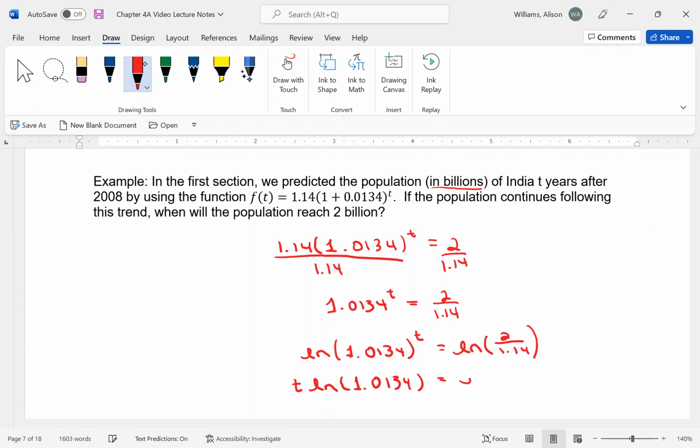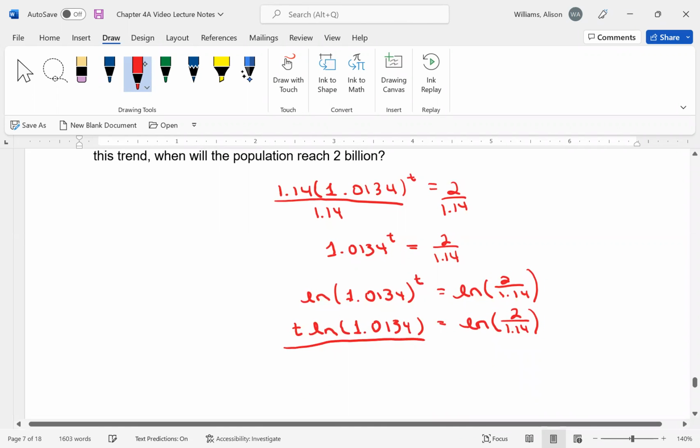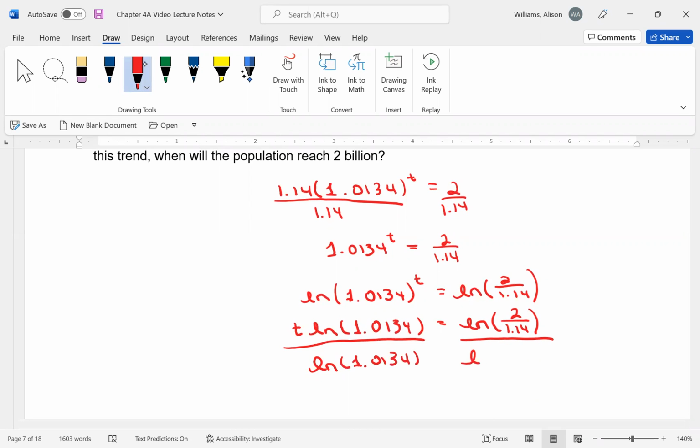1.0134 equals the natural log of 2 over 1.14. Okay, and now to solve for T, I'm going to divide both sides. And this is what I'm going to plug in the calculator. It's gross, but I can handle it because I just need to make sure that I plug it into the calculator. You may want to do it in steps, but get it all plugged in. So the natural log of 2 divided by 1.14 divided by the natural log of 1.0134.